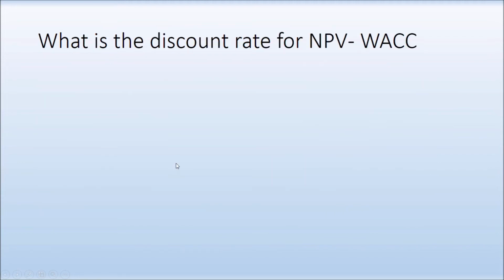Okay. So what is the discount rate for the NPV? If we go back to the net present value, there's the 10%. Well, what actually is it in reality? Well, it's the weighted average cost of capital.